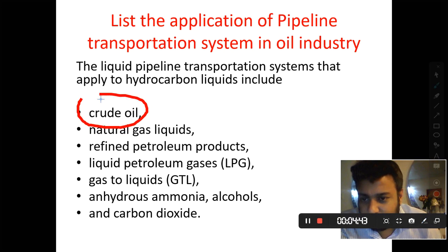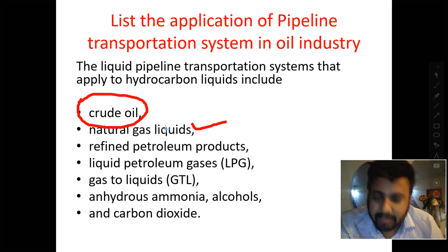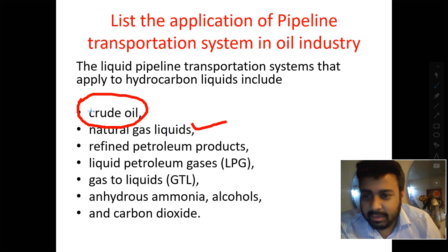Most important product is the crude oil. Then we have so many natural gas pipelines around the world. Not here in the Middle East mainly, but in the US and Canada. But here in the Middle East you can find crude oil pipelines, especially in Kurdistan, where you can find one easily.